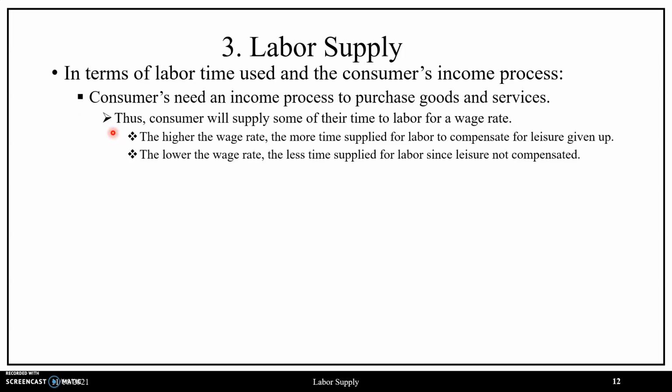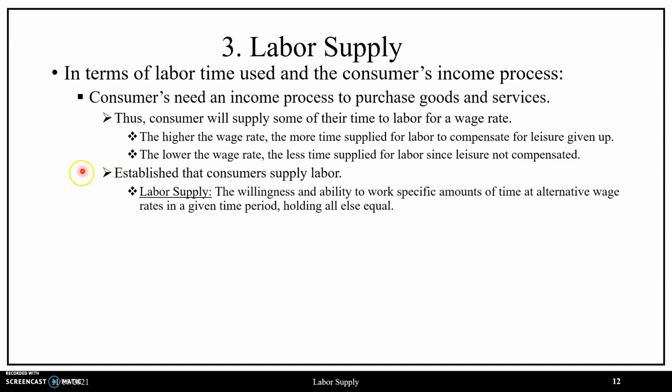The higher the wage rate, the more consumers will supply their time for labor since they are being compensated for the leisure utility that they are giving up, whereas the lower the wage rate, the less time consumers will supply for labor since the benefit that they could get from engaging in leisure exceeds that of the benefit that they are getting from their wage rate and the goods and services that they could purchase. So this then establishes that consumers supply labor.